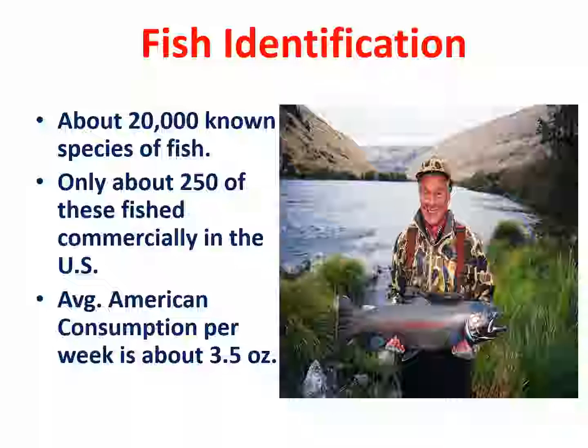There's roughly about 20,000 known species of fish in the world, but only about 250 of these are fished commercially in the US. If you go to different countries, you are going to find a greater variety of different types of fish than you would see here. And for the average American, consumption is roughly about 3.5 ounces per week.